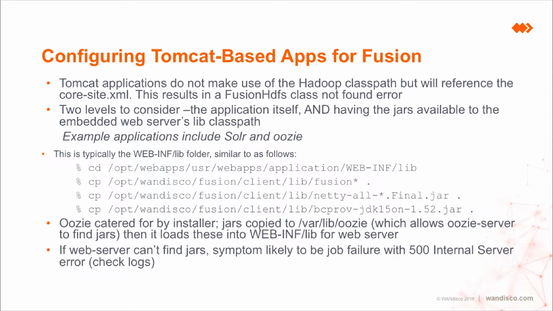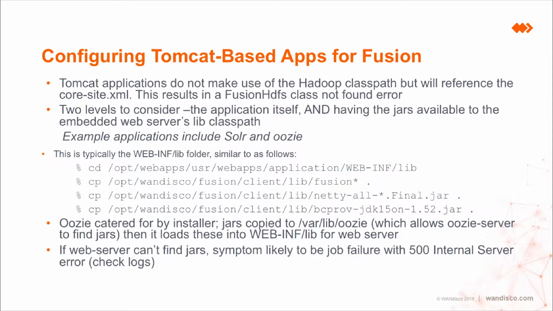Configuring Tomcat-based apps for the Fusion server. Tomcat applications don't make use of the Hadoop classpath, but will reference the core-site.xml. This results in the Fusion HDFS class not found error. If you encounter that, that's where you start looking. Two levels to consider though: the application itself and having the jars available to the embedded web server's classpath. Example applications include Solr and Oozie.